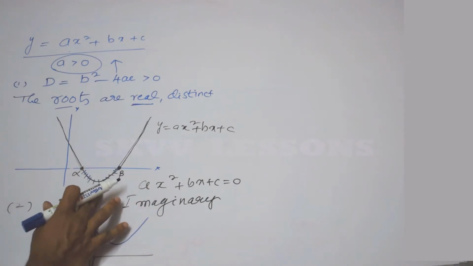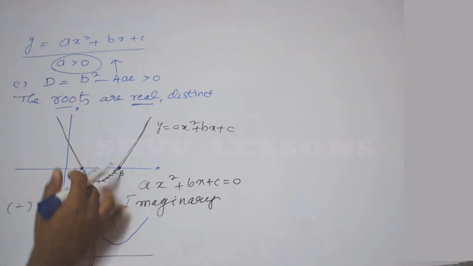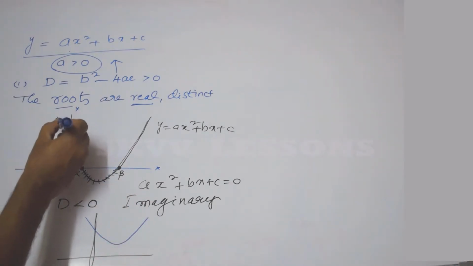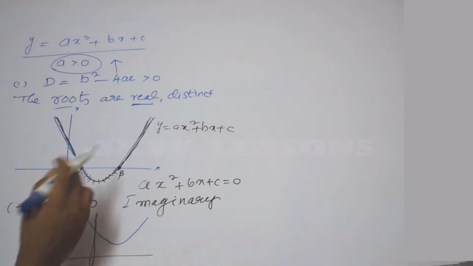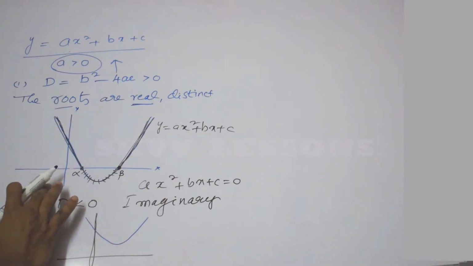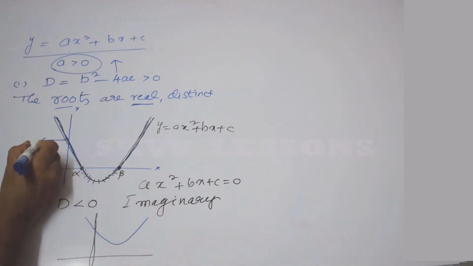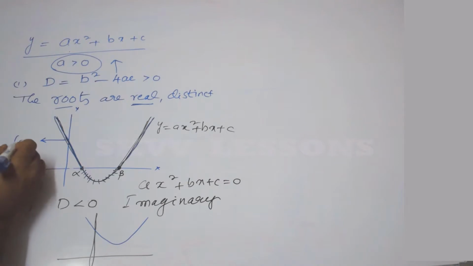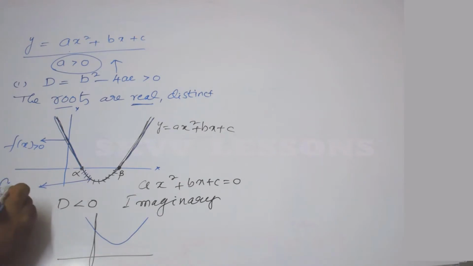In between alpha comma beta, function values are negative. Outside of alpha comma beta, function values are positive, because outside of alpha comma beta the graph is above the x-axis. That's why the function values are positive. So here you can describe this graph like this: in this portion, outside of alpha comma beta, f of x values are positive. Whenever in between alpha comma beta, function values are negative.